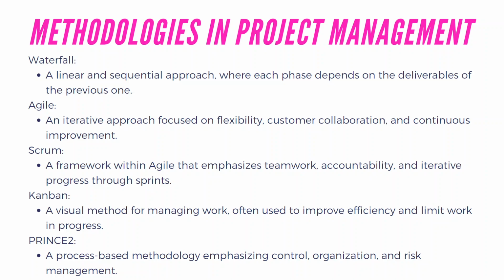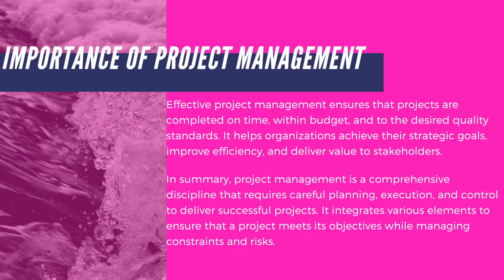Agile. An iterative approach focused on flexibility, customer collaboration, and continuous improvement. Scrum. A framework within Agile that emphasizes teamwork, accountability, and iterative progress through sprints. Kanban. A visual method for managing work, often used to improve efficiency and limit work in progress. PRINCE2. It is a process-based methodology emphasizing control, organization, and risk management at the same time.